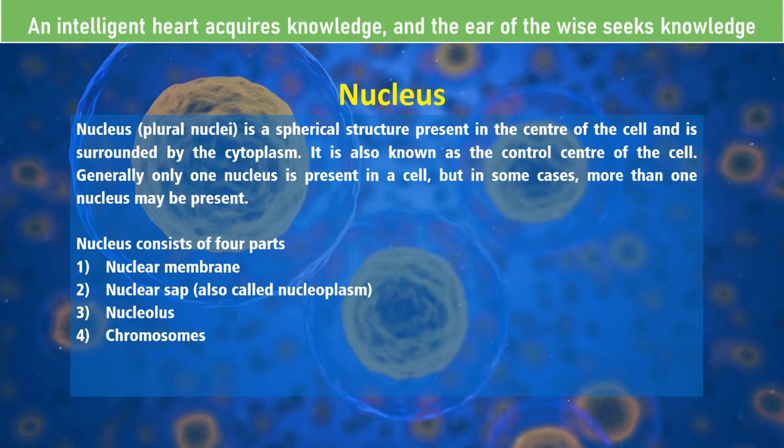Okay, now nucleus consists of four parts. Nuclear membrane, you have studied about cell membrane. As cell membrane separates the cell from the outer environment, in the same way nuclear membrane is also there. Then nuclear sap, or it is generally called nucleoplasm, then nucleolus, and then the fourth thing is chromosomes. Okay, and we are going to understand them furthermore.